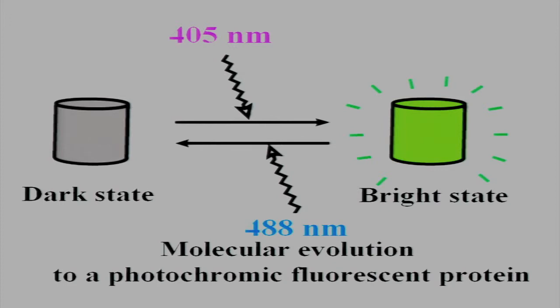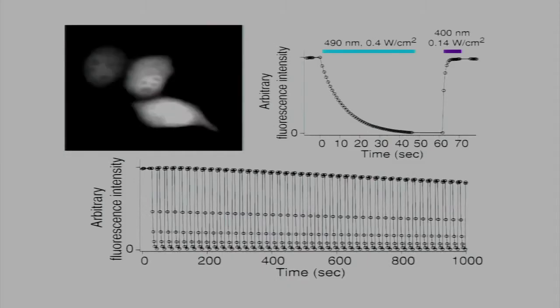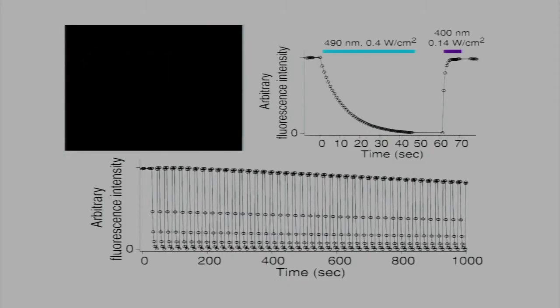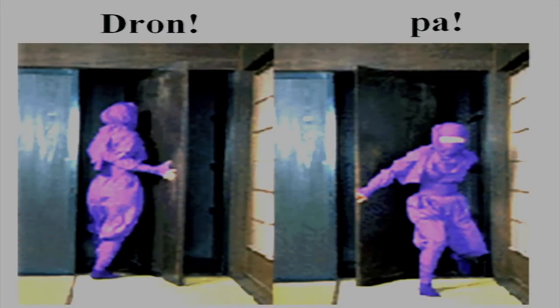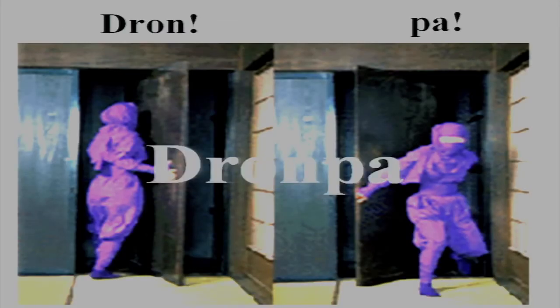And then she cloned a very bright green emitting fluorescent protein. After relentless mutagenesis, she made it photochromic. So now we can convert the protein between the dark and bright state using two different colors of light. So, reversible photoswitching. We named the protein Dronpa. Dron means disappearance in the ninja world, and Pa stands for photoactivation.